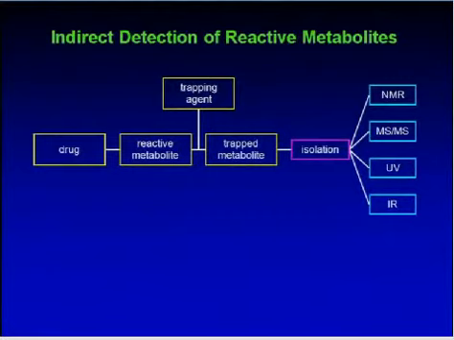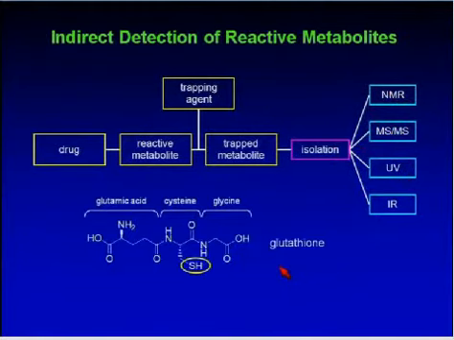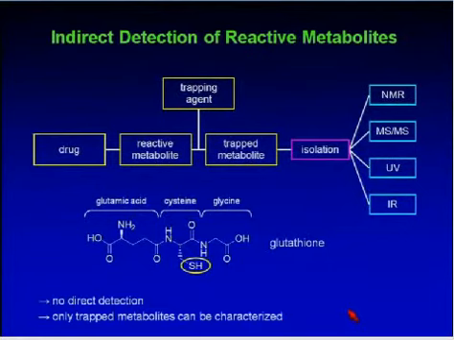Typically, these compounds are then identified indirectly, and that means the drug is made into a reactive metabolite, and to this a trapping reagent is added, and this trapping reagent forms a trapped metabolite, which is then isolated and structurally characterized by NMR, tandem mass spec, UV, and infrared spectroscopy. A typical trapping reagent is glutathione, which is also inherently present in the body. This is a very nice reagent for the quantification and identification of the trapped metabolites after reaction with this trapping agent. So we have no direct detection of the reactive metabolites, and only the trapped metabolites can be characterized.